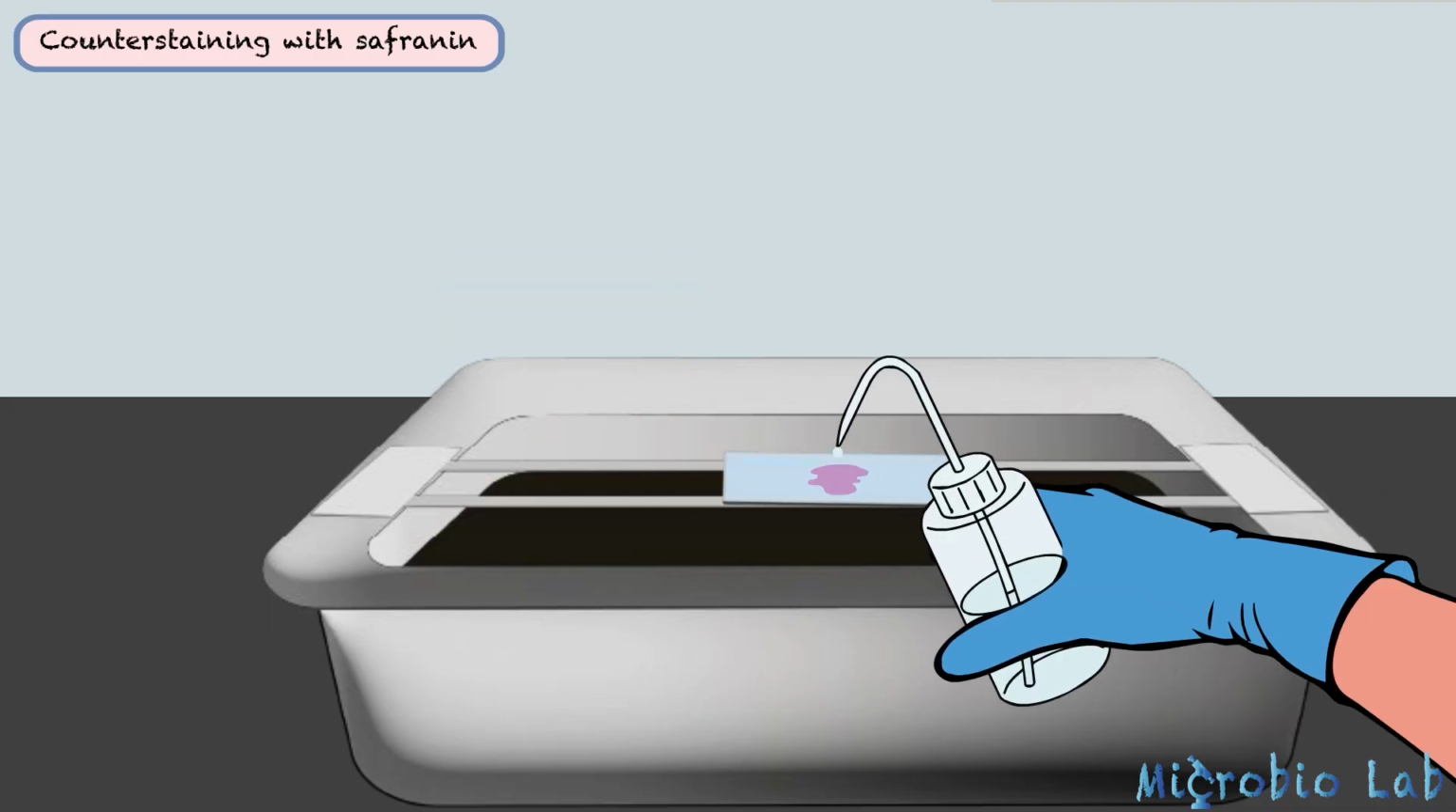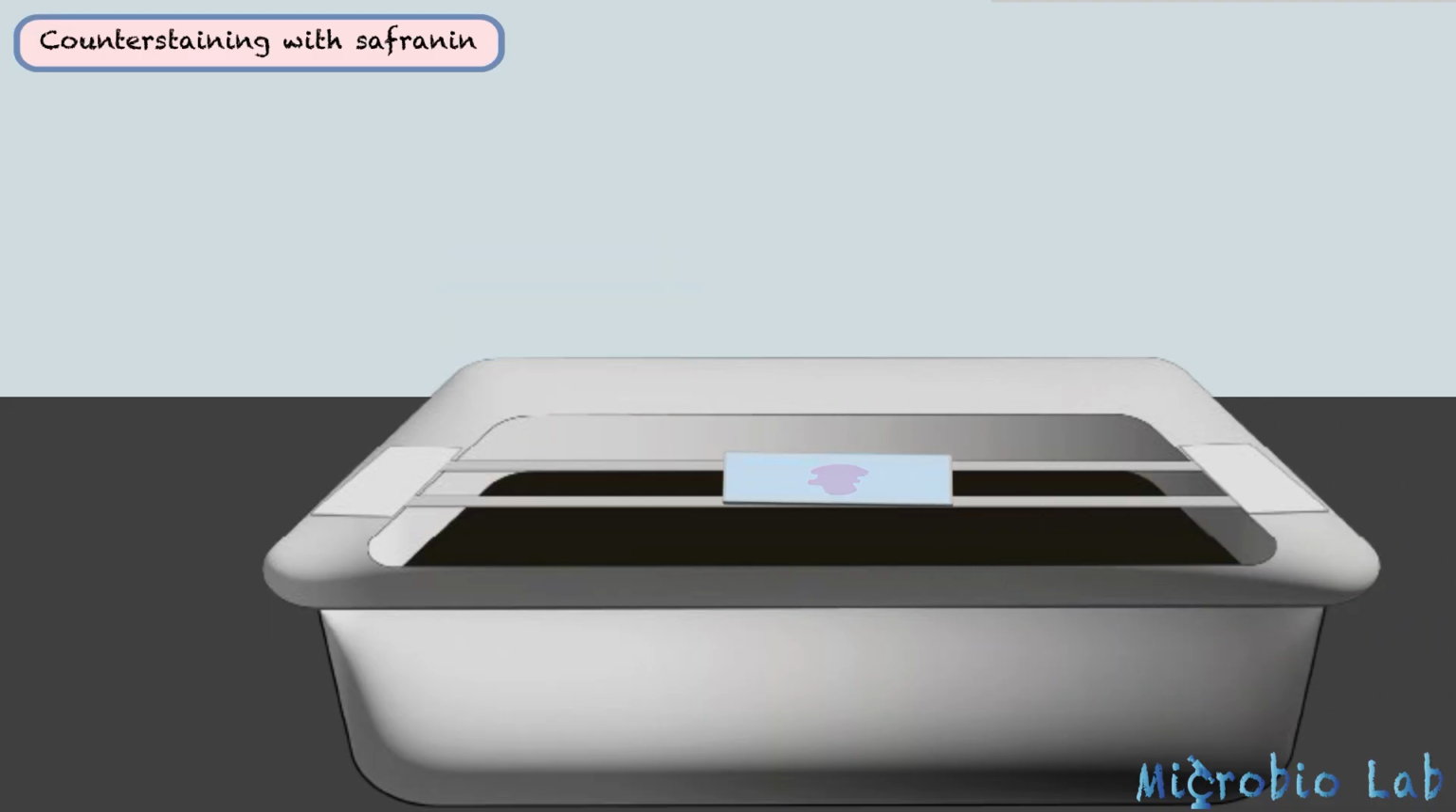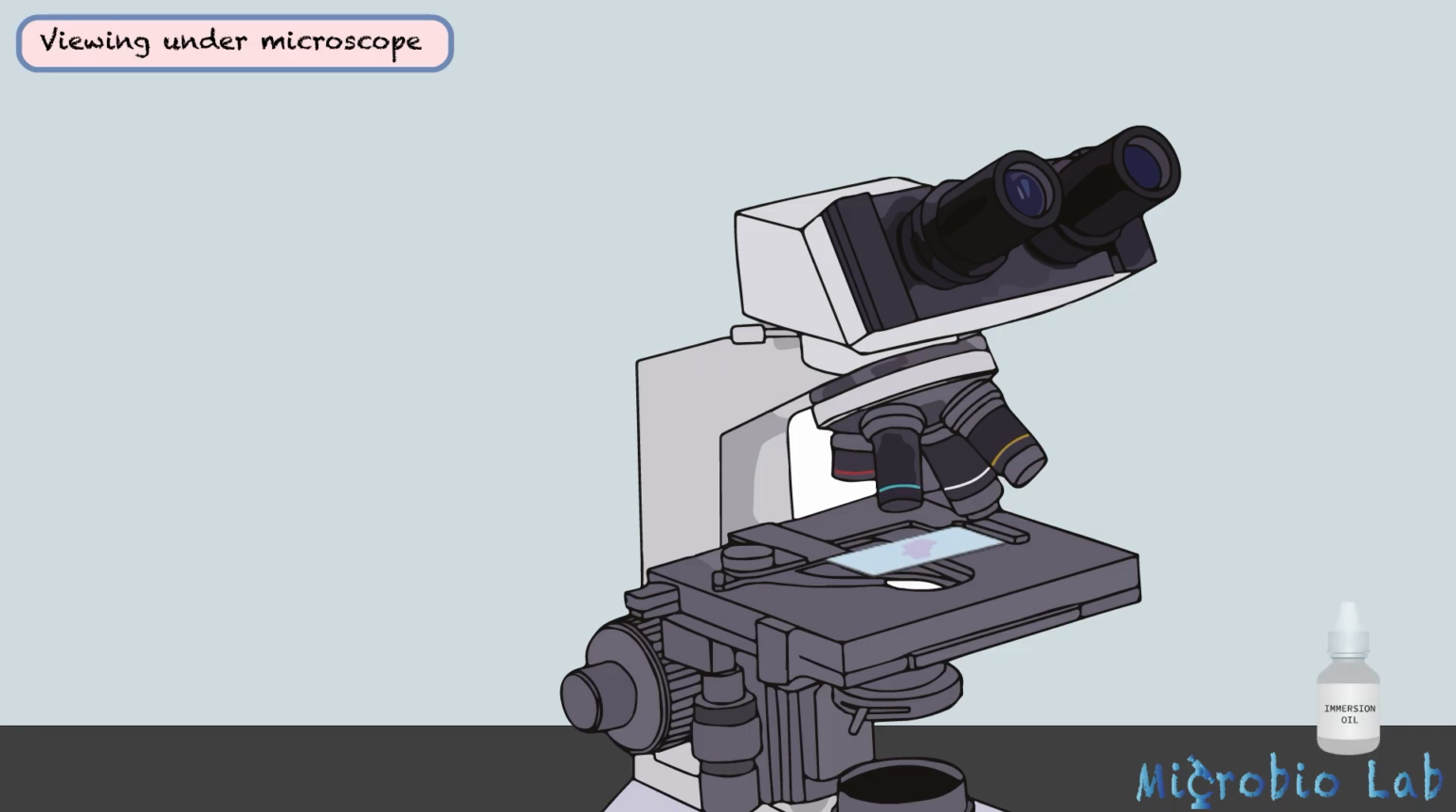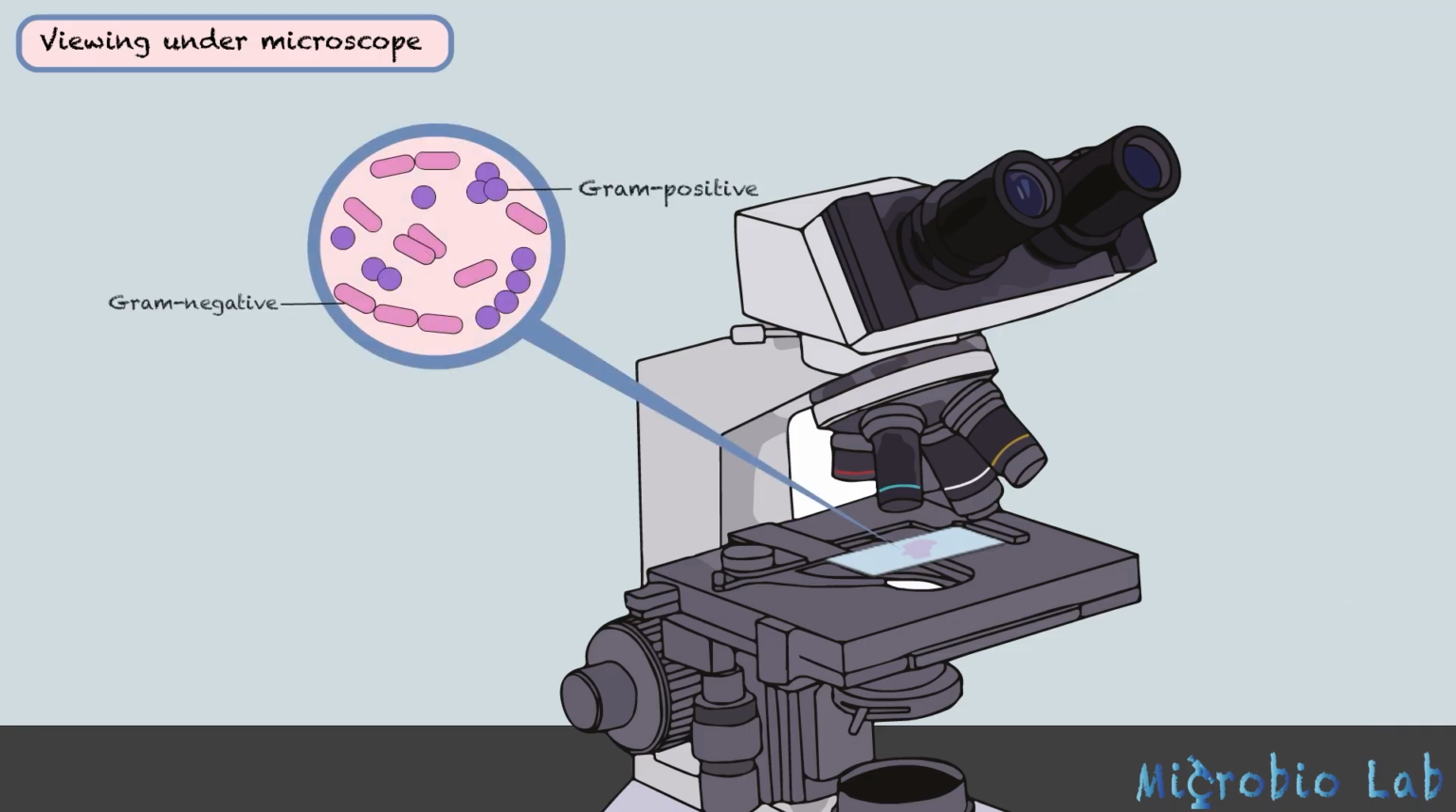Rinse off the safranin, blot the slide dry with bibulous paper, and examine it under a microscope using oil immersion. You should now be able to distinguish between gram-positive and gram-negative bacteria.